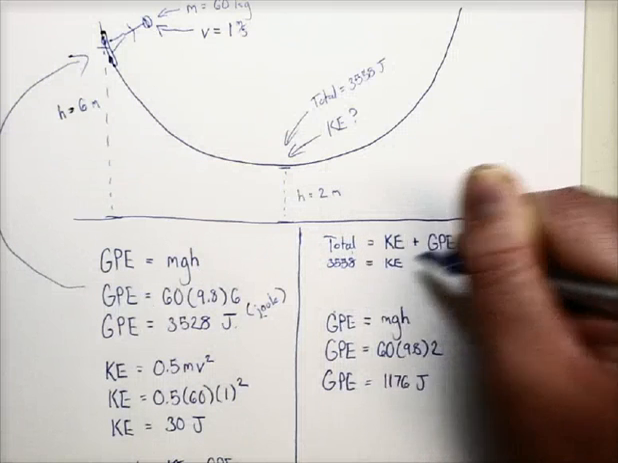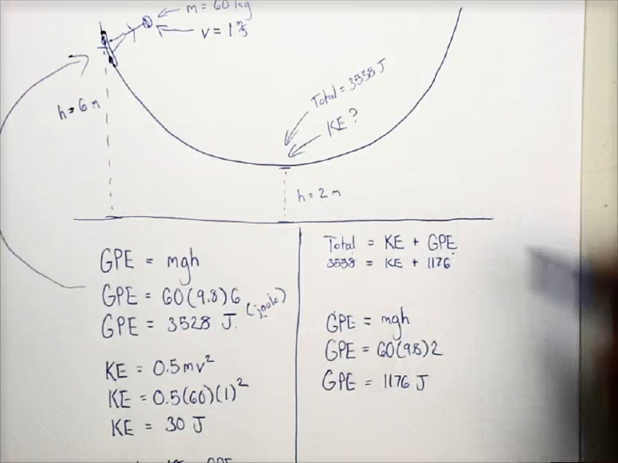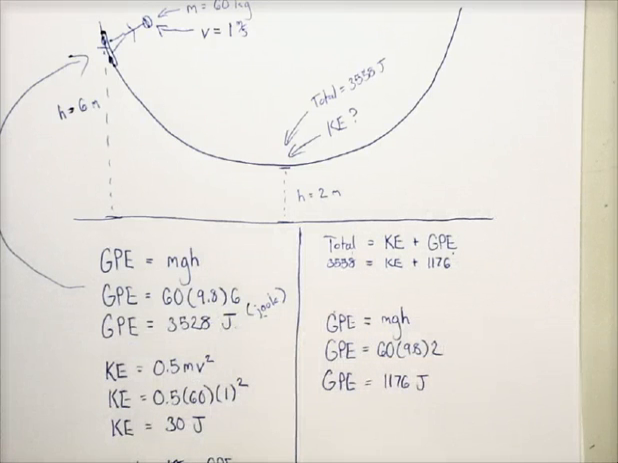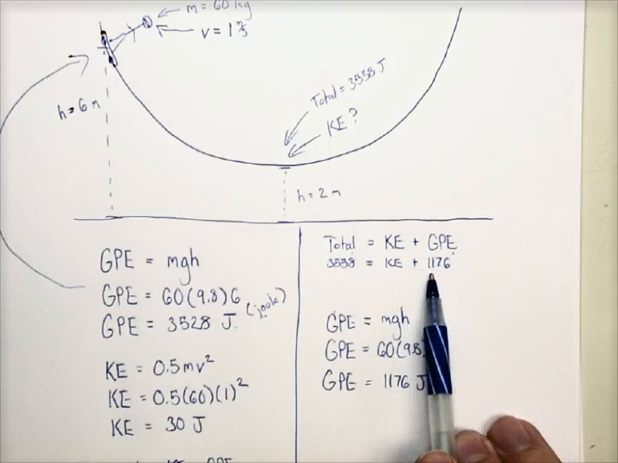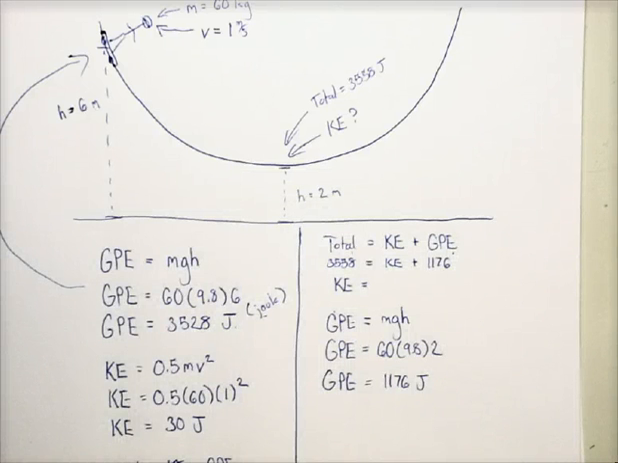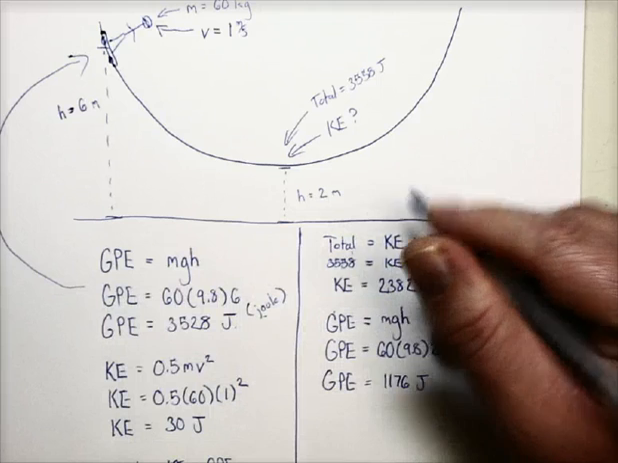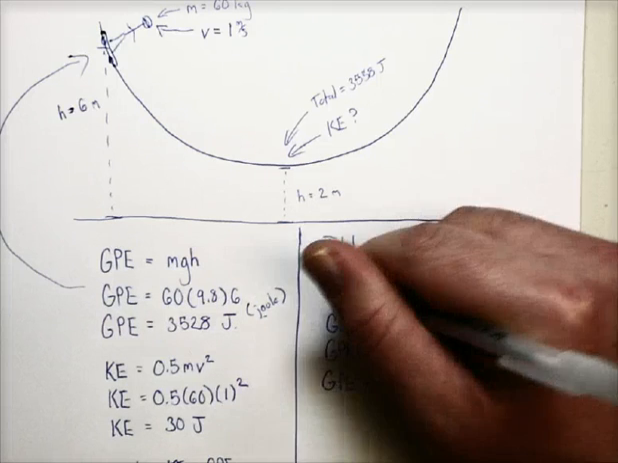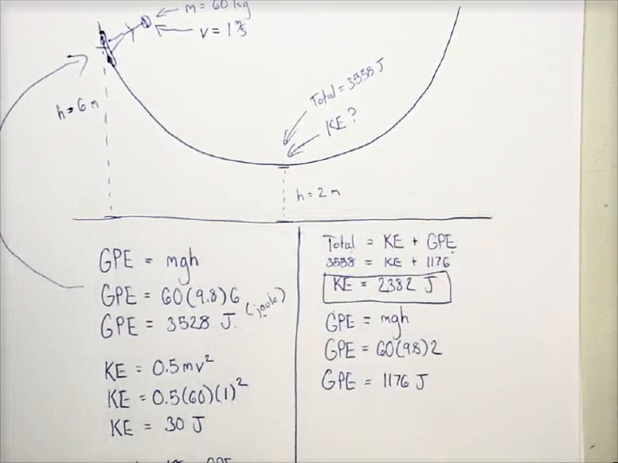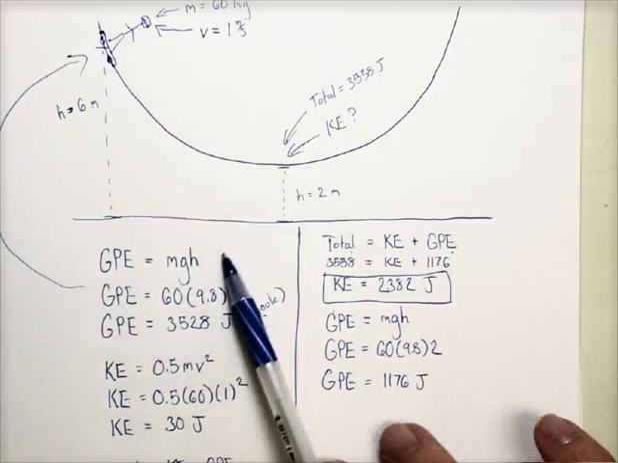And now, plugging all this other stuff back into my equation, the total amount of energy was 3,558. I don't know what the kinetic energy was. I do know, however, that the gravitational potential energy, because I just figured it out, was 1,176. So what I can do is subtract 1,176 from both sides, and that will allow me to find what the kinetic energy is. So 3,558 minus 1,176. The skater at that point has 2,382 joules of kinetic energy. And so I was able to solve that problem using the law of conservation of energy and the fact that I now know how to calculate both of these.